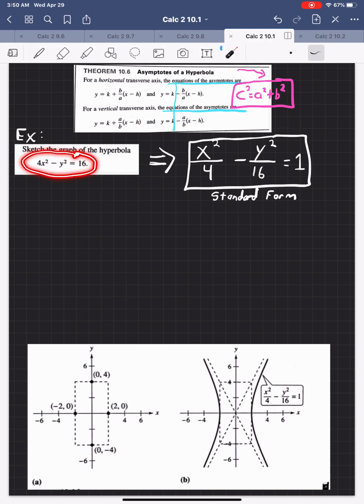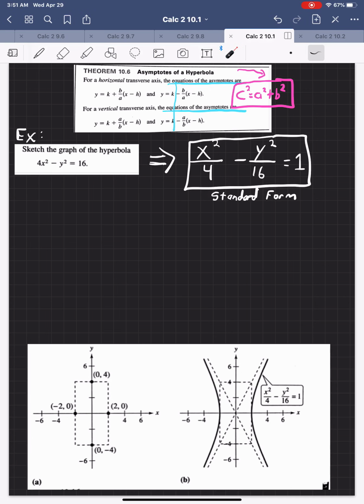But with a little bit of manipulation, if you just divide everything by 16, right? Now, why did I choose 16? Because I want the right side to equal 1. So dividing everything by 16 can move us to standard form. And now it's very easy to spot that, oh, okay, this is actually a hyperbola. So, okay, well, let's proceed.